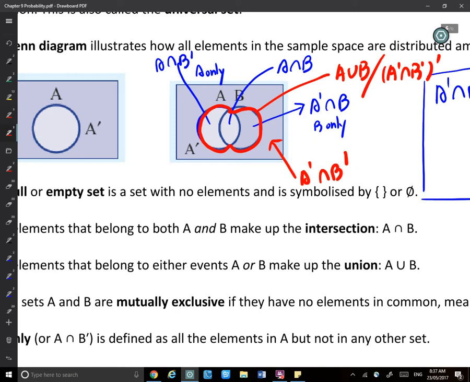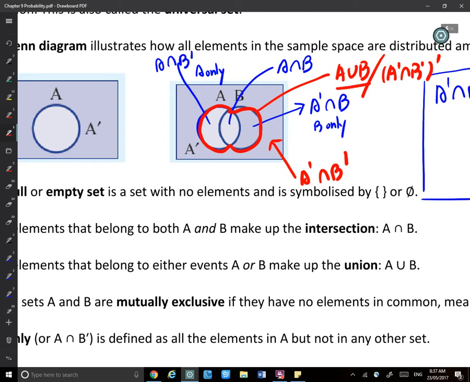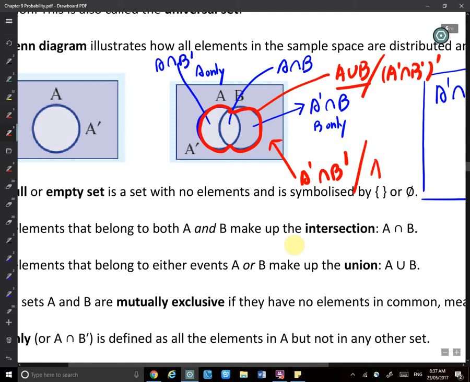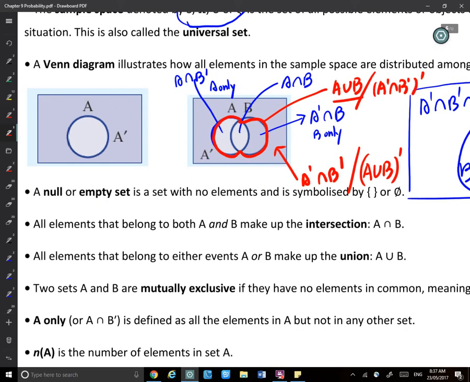Complementary set. So normally we'll use A union B to represent it. Or this bit, the outside, can be represented by A union B dash. Not A union B. A union B dash. So that's some notation. That's some notation for the Venn diagram. You need to know, when I say A dash intersects B, where is it?